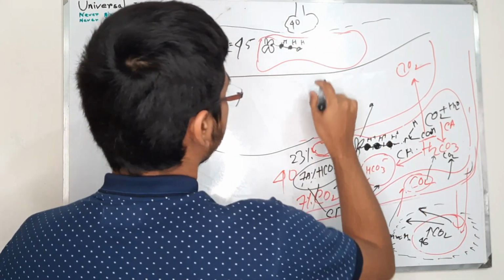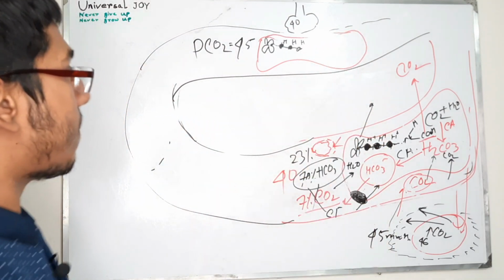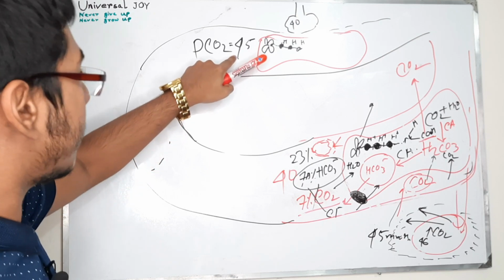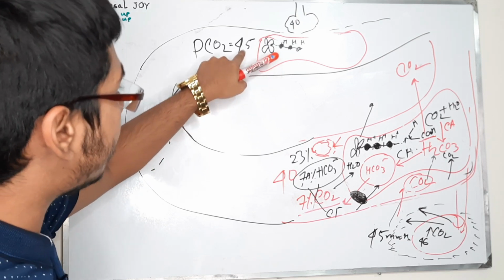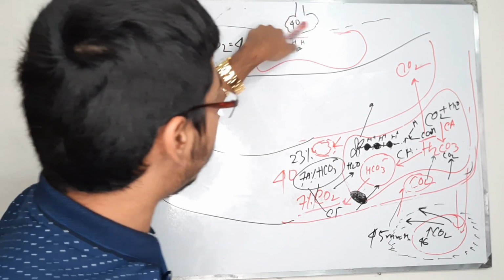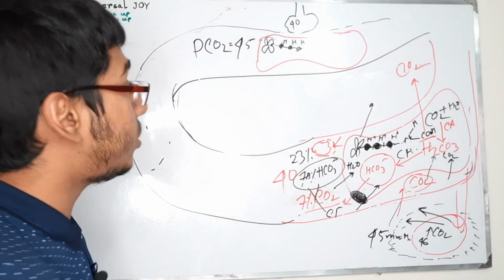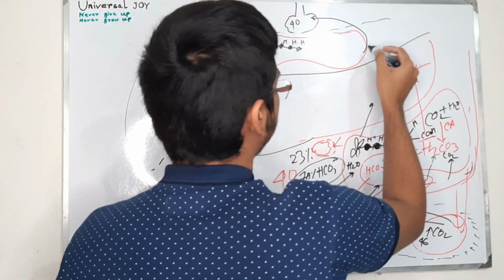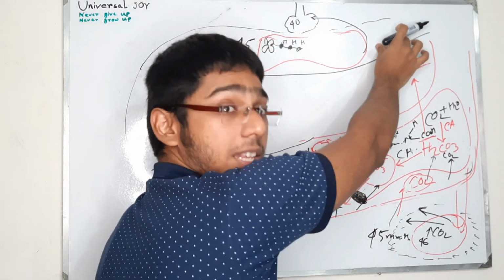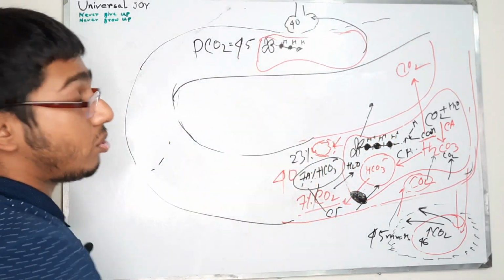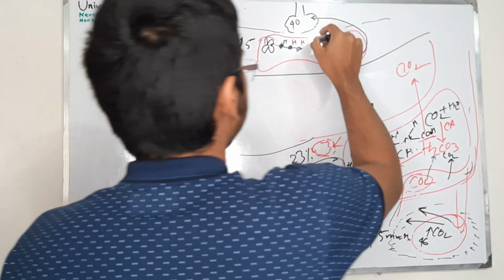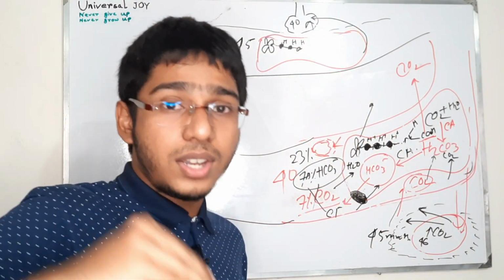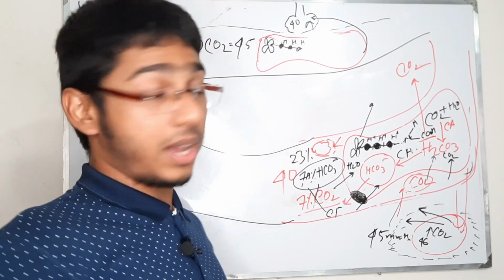Now from here on, the partial pressure of carbon dioxide within the blood vessel is 45, and the partial pressure of carbon dioxide within the lung is 40 millimeter of mercury. So due to this pressure difference, carbon dioxide will start shifting to the lung. That means from the RBC it will go to the plasma first, and from plasma it will move into the lung alveoli. So what really happens is that in the RBC there will be a constant deficiency of carbon dioxide.